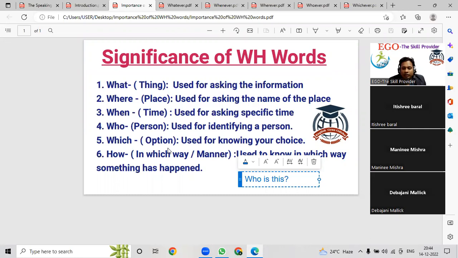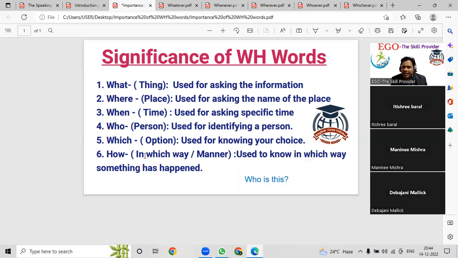And how is used something? Okay, it is used whenever you want to know in which way or in which manner something has been done. Suppose I say, hey, how did you come over here? How did you come? I just want to know the procedure.